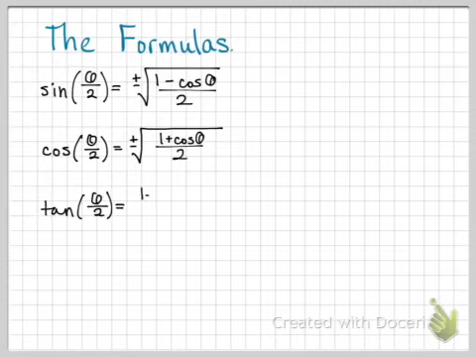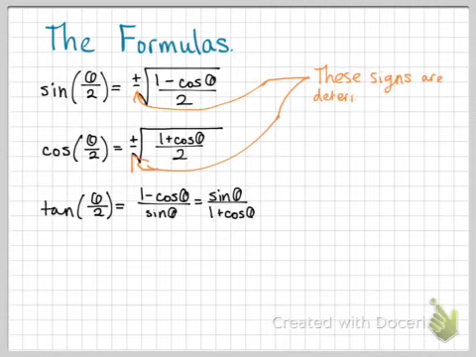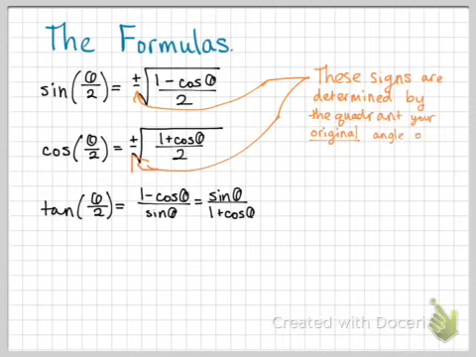Tangent of theta halves equals (1 minus cosine theta) divided by sine of theta, or sine of theta divided by (1 plus cosine theta). Now, it is going to be up to you to determine whether or not your half-angle value, ultimately, needs to be a positive or a negative. And that positive or negative is going to be determined by the quadrant that your original angle of interest is in.